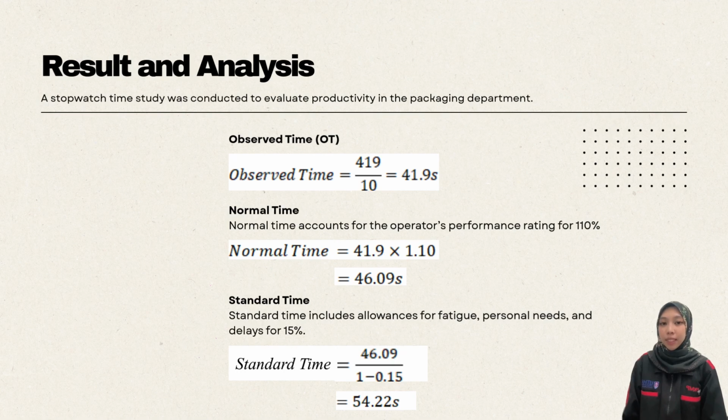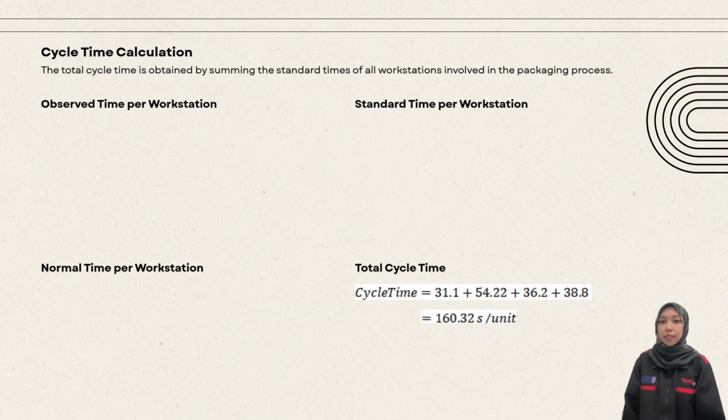Then a performance rating of 110% was applied. The normal time was calculated at 49.09 seconds. After that, a 15% allowance was added to account for fatigue and short delays during work. The result is a standard time of 54.22 seconds. Next, the standard times of all workstations were combined to calculate the cycle time. The total cycle time was 160.3 seconds per unit.